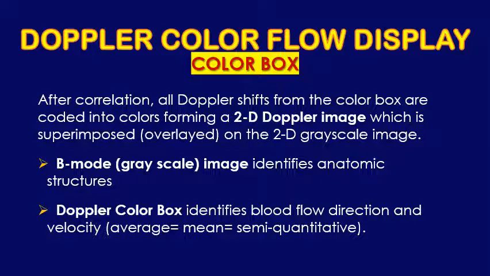This frame is superimposed on the 2D or B-mode frame. So again, we have a 2D or B-mode frame, which represents the anatomy, while the color box represents the color, the velocity and the direction of any particle movement, blood or not. Any particle movement along this color box will be displayed based on the mean velocity. It's not displaying the accurate, peak systolic or end diastolic velocity. No, it will display the average or mean velocity. That's why it's sometimes called semi-quantitative. It's not accurate quantitative.